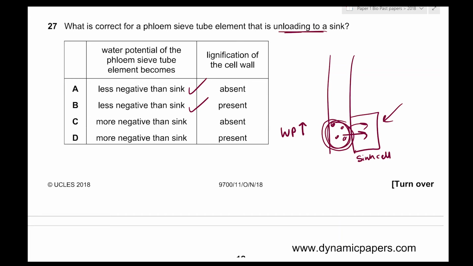Now, lignification of the cell wall. The cell walls of phloem sieve tube elements are not actually lignified. What is lignified is the xylem vessel elements. Therefore, lignification in phloem sieve tube elements is going to be absent, and the answer must be A.